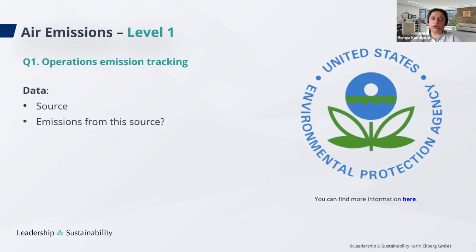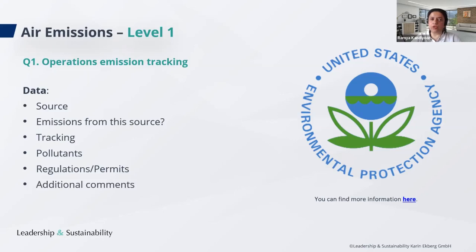So here you would require to talk about, let us say you have both a boiler, you have both a generator, as well as certain other point source emission from where you could possibly have pollutants. You will have to talk about the source of the pollutants. What is the emission from the source? How are you tracking it? What are the type of pollutants that are generated from that source? Is this regulated by a particular permit? Do you have to show the local authorities that you are remaining within the regulations, perhaps in a particular period of time? And any additional comments? All of this information would require to be indicated in your question 1 for your operation emissions tracking.